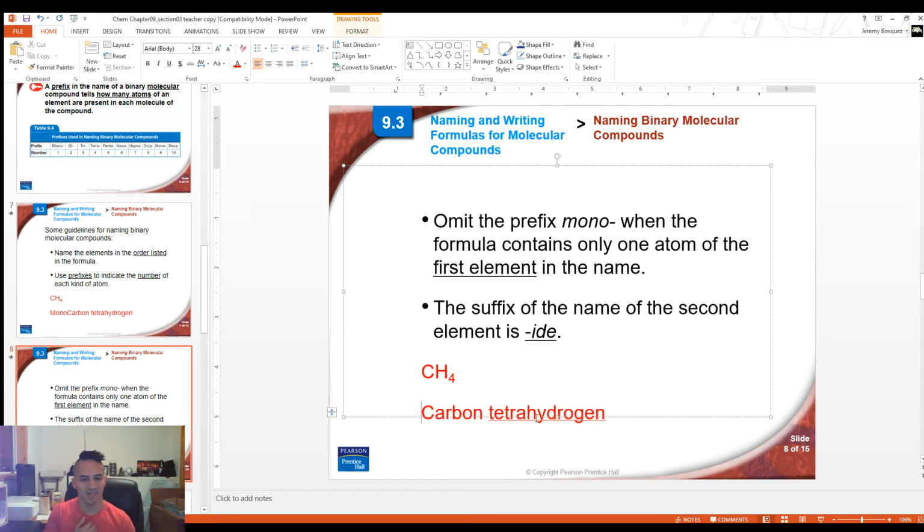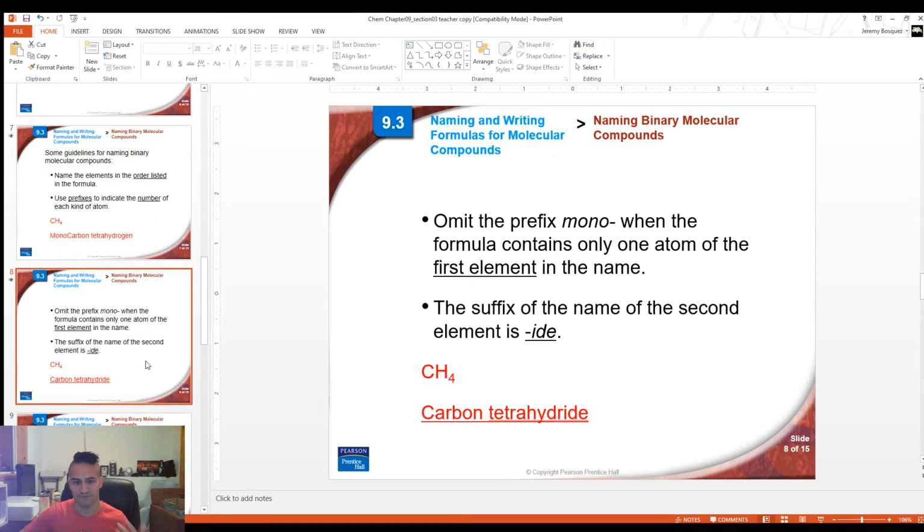And then the suffix of the name of the second element is going to end in "ide." So rather than carbon tetrahydrogen, we're going to change this ending to "ide." So this becomes carbon tetrahydride. And this would be the name of CH4 for a molecular compound using this naming system. Okay? And that's it. So very simple. Again, you'll probably get the hang of it in like 5 minutes.